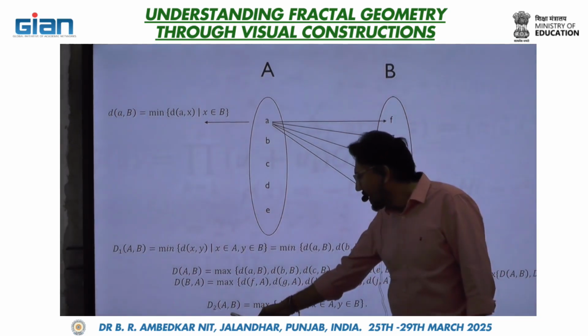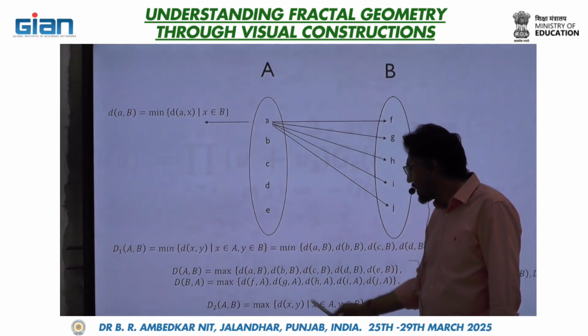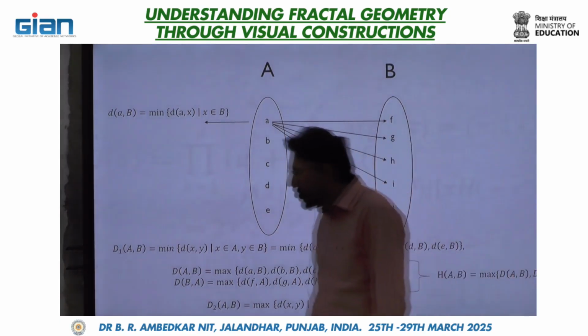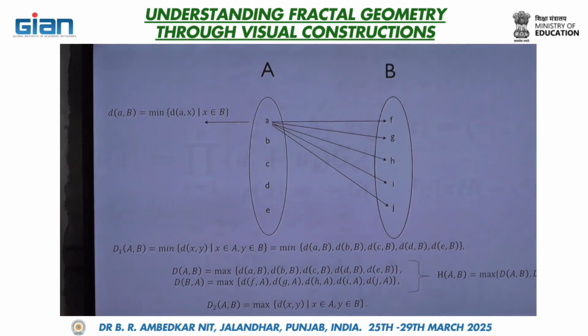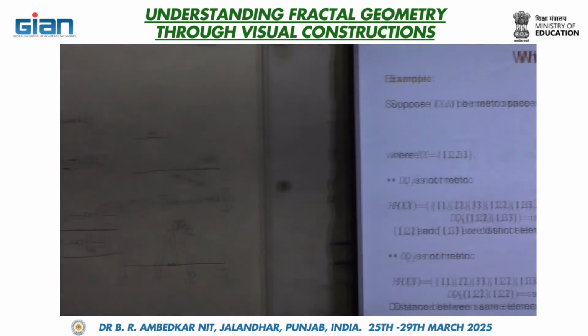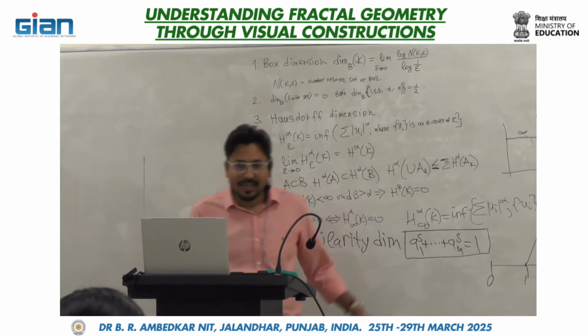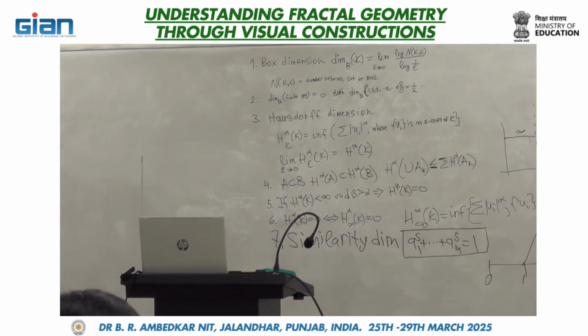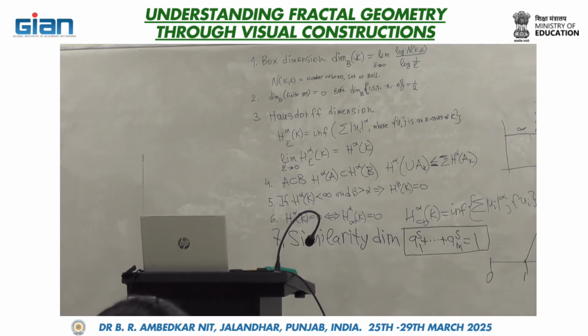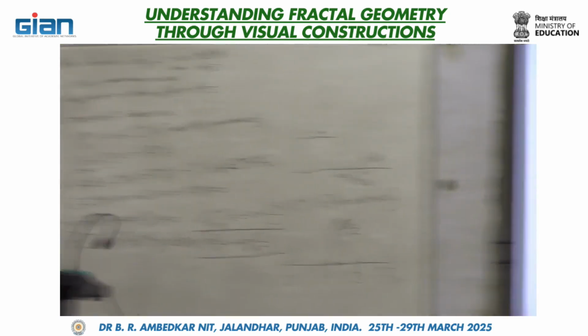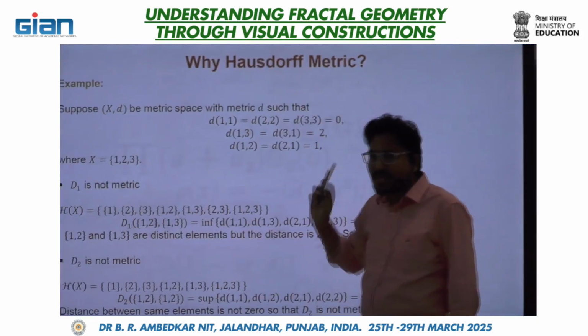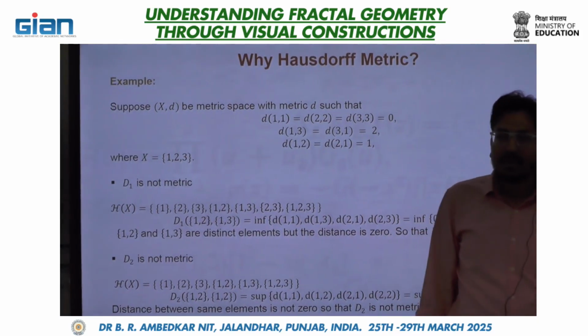Then D2 of A comma B will be the maximum of D of X comma Y such that X belongs to A and Y belongs to B. Okay. So there are some more things. All of you first check: I take a space X equal to 1, 2, 3, and I define some distances like D of 1 comma 1, D of 2 comma 2, D of 3 comma 3 is 0, D of 1 comma 3 is 2, D of 1 comma 2, like that. Is this a metric?